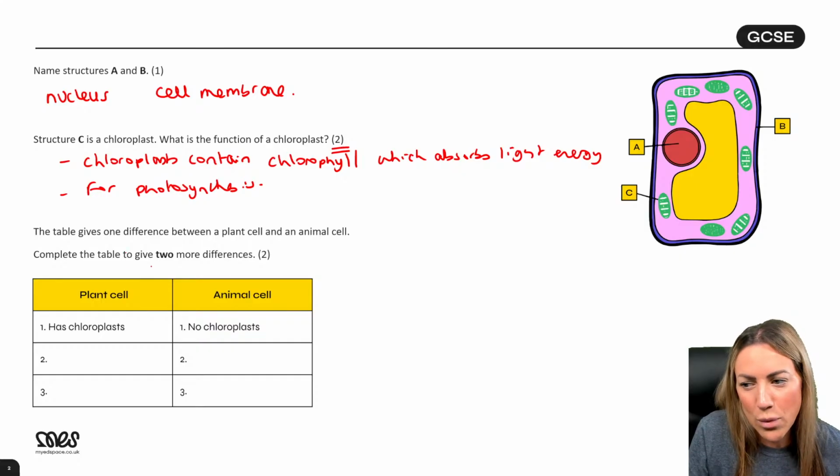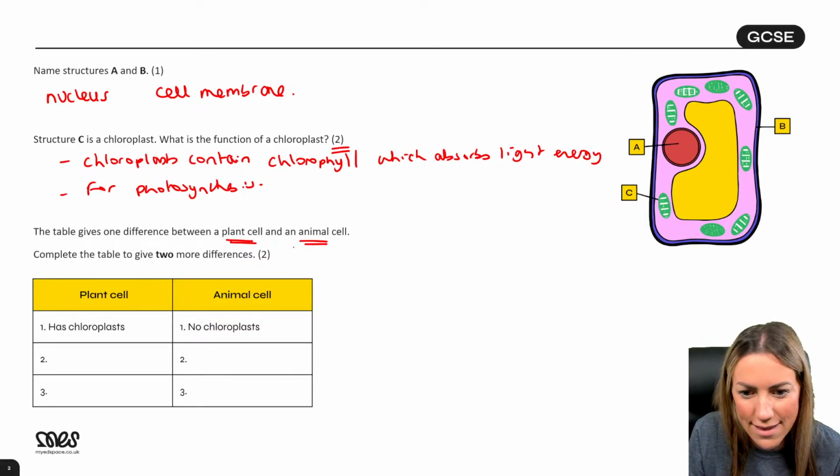Let's complete the table. We need to give 2 more differences between a plant cell and an animal cell. Let's get our answers into the chat, please.